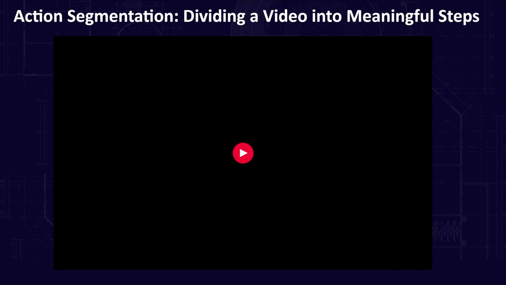Action segmentation breaks a long video into meaningful steps, like crack egg, whisk, pour. The catch? Actions can look really similar, boundaries blur together, and clutter in the scene just adds to the confusion.